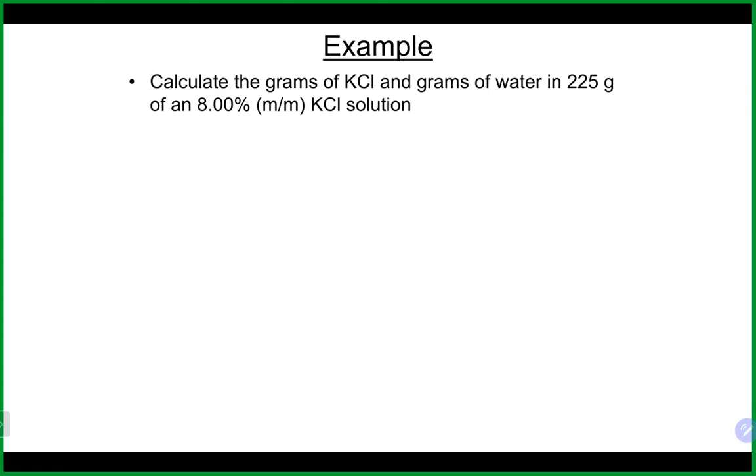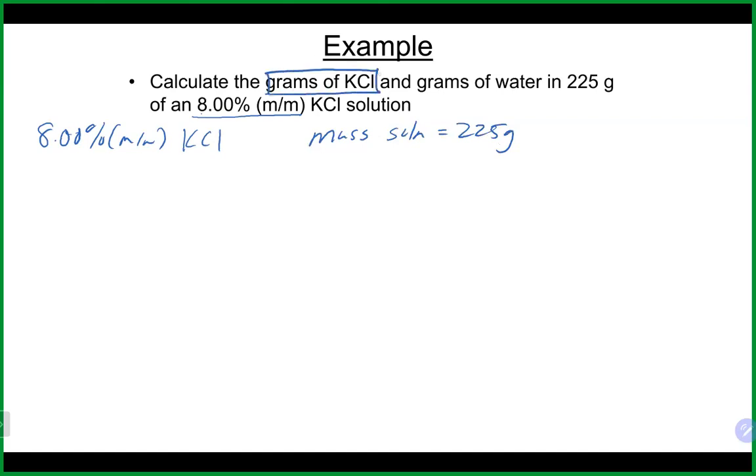Okay, let's take a look at this since we're getting towards the end here. We're given a couple of things. We're given the percent by mass of the solution, so the solution is 8% by mass potassium chloride. We know that the mass of the solution here is 225 grams. And we're looking for two things. We're looking for the grams of the KCl, and since this is a KCl solution, that is our solute. And we're also looking for how many grams of water. Water here would be our solvent in this case.